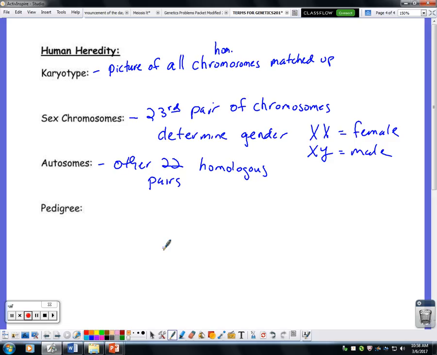A pedigree, kind of like what we talked about with Punnett squares, shows the possibility of outcomes of offspring. This one is really used more by geneticists and genetic counselors. It basically is a diagram that traces a trait. And again, we're not talking blood type or hair color. We're usually talking things like diabetes or Tay-Sachs disease or whatever runs through a family. So a pedigree is a diagram that traces a trait, usually a disorder, through a family.